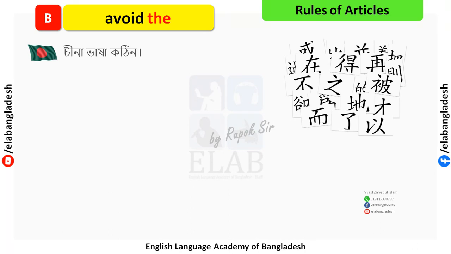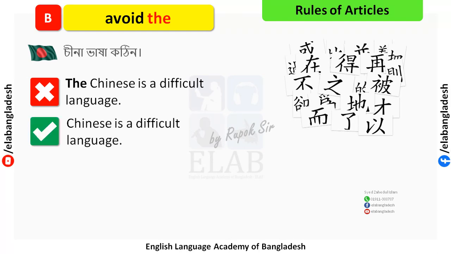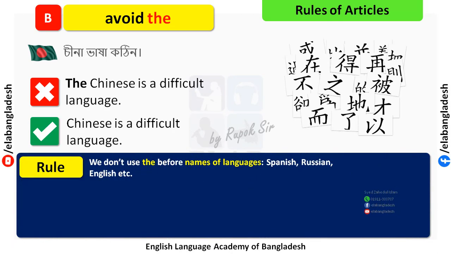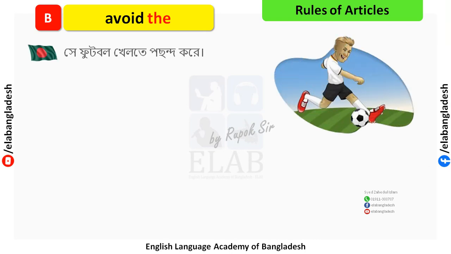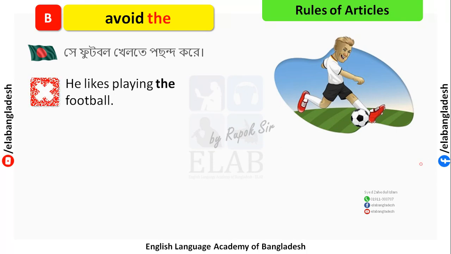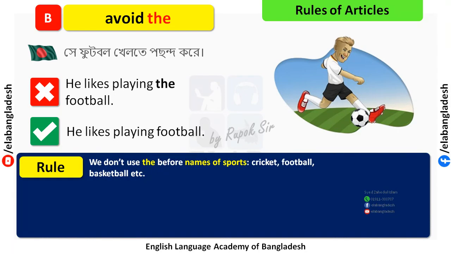Chinese is a difficult language. We don't use the before names of languages: Spanish, Russian, English, etc. He likes playing football. We don't use the before names of sports: cricket, football, basketball, etc.